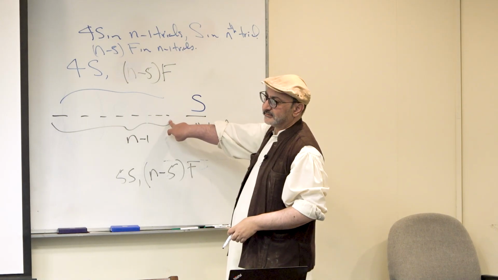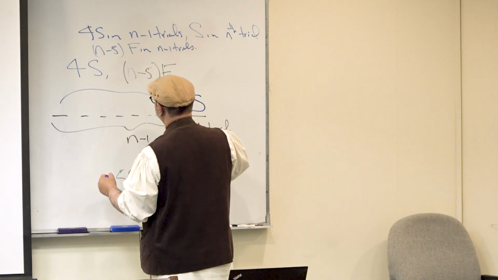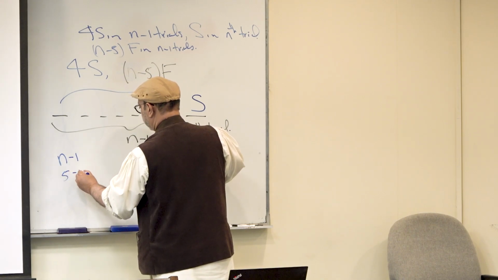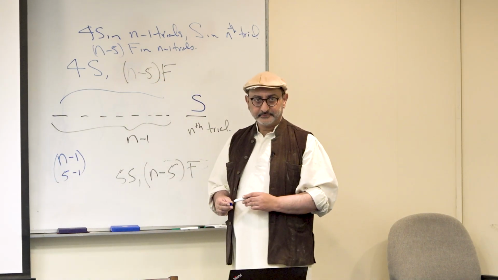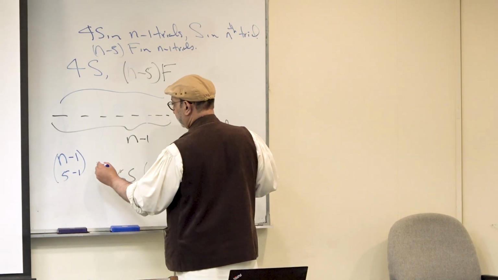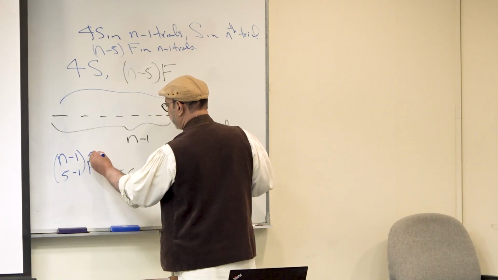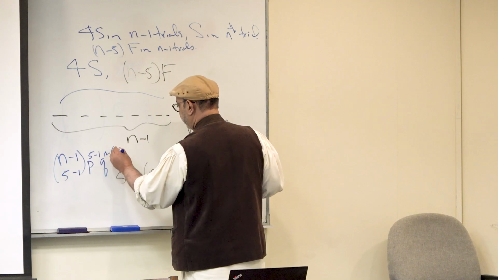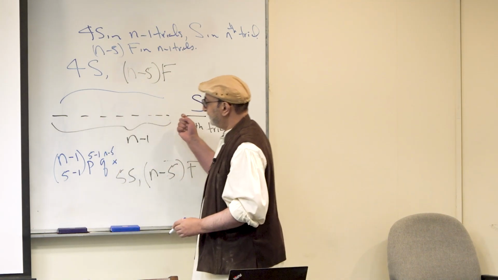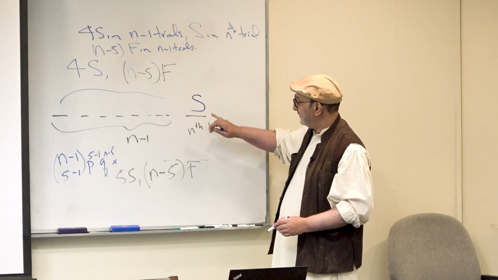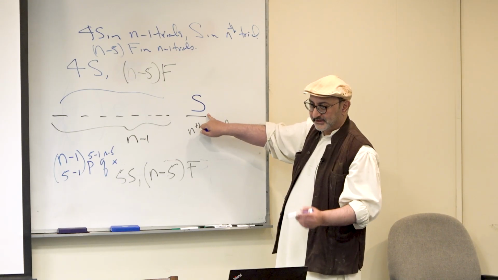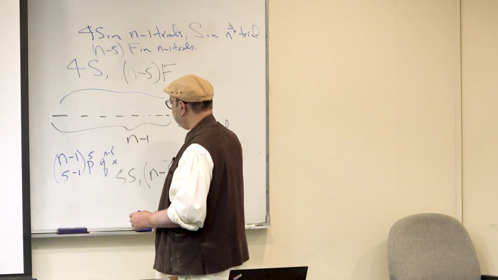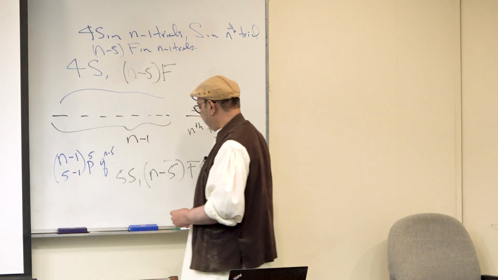For this part here, the probability is what? From n minus 1 trials, you have to choose 5 minus 1 successes. And so you have the probability of a success 5 minus 1 times, and the probability of a failure n minus 5 times, and that takes care of all n minus 1 trials. Then you have the last trial, which has the probability of a success with probability p. And I can combine the p's here. So that's the probability that I have.